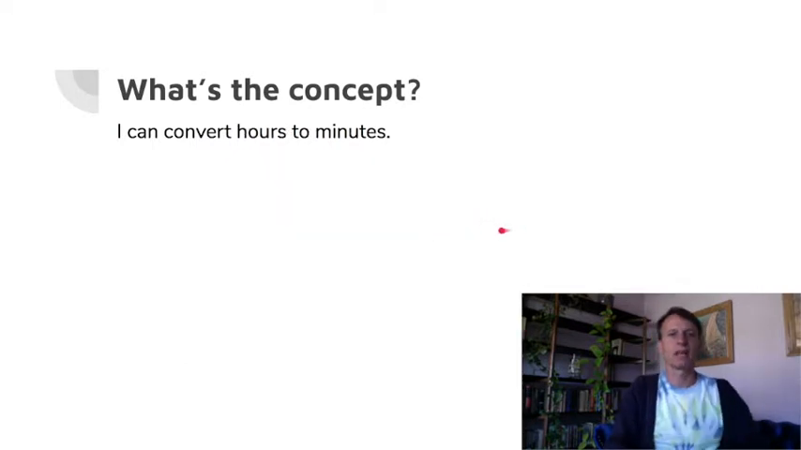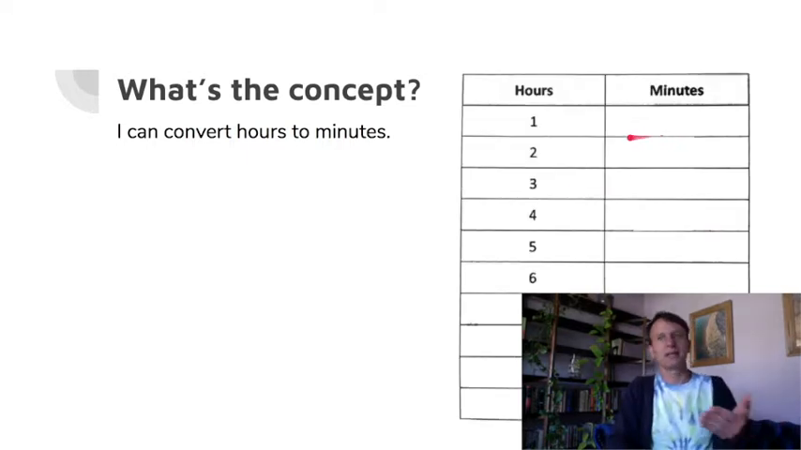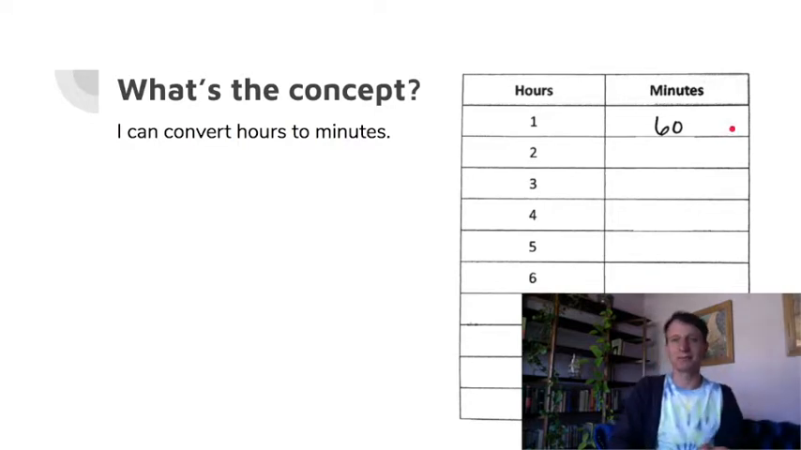All right, hours to minutes. Well, this is an interesting one because how many minutes are in an hour? It's again 60. So guess what? This table is going to look identical to the last one with seconds in a minute because it's skip counting by 60 all the way down.